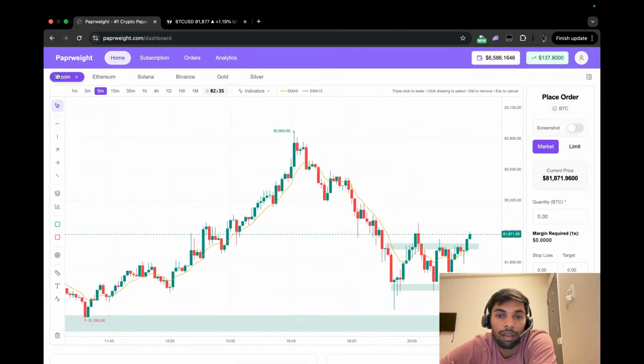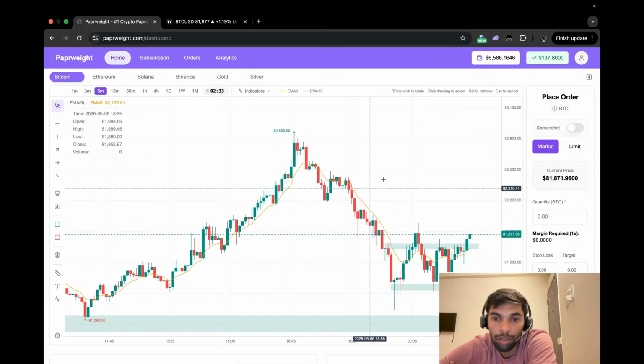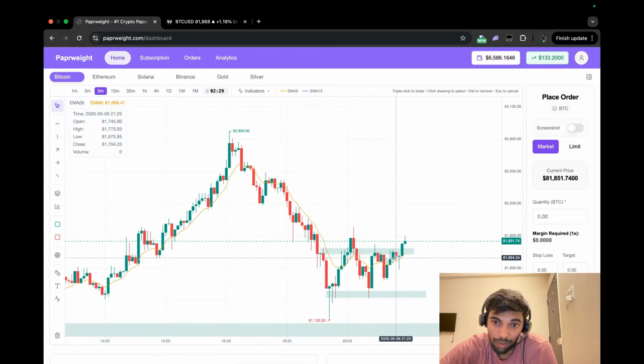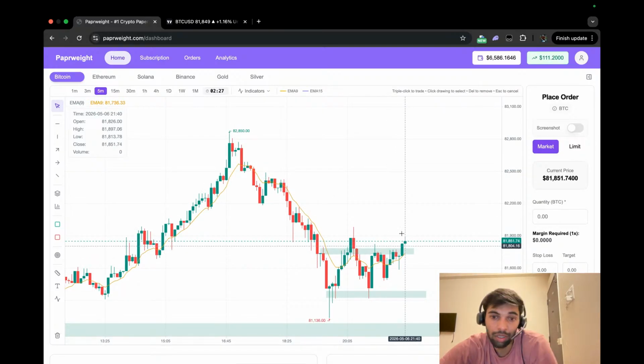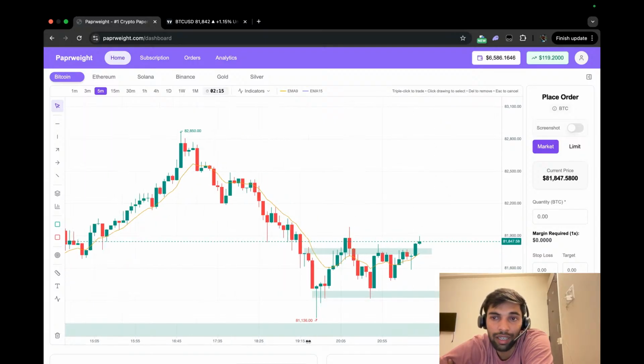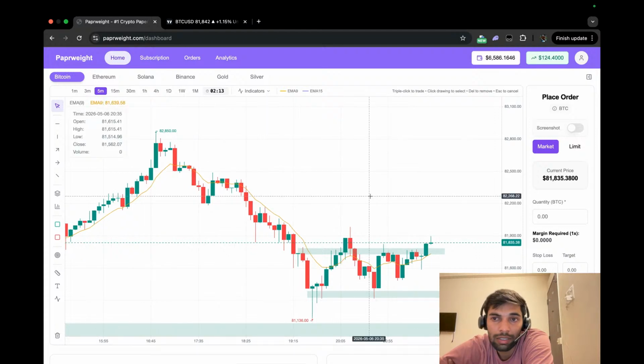Okay, so finally Bitcoin crossed this zone and has given us a breakout. But this is not a fully convincing breakout, guys. It came after so much hectic work.